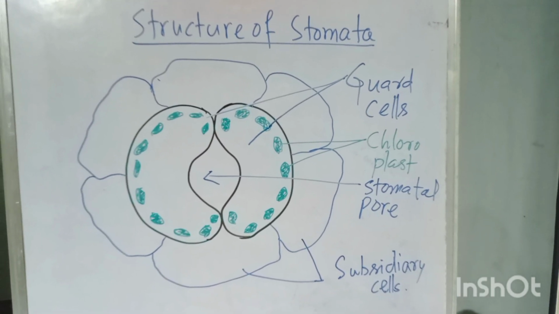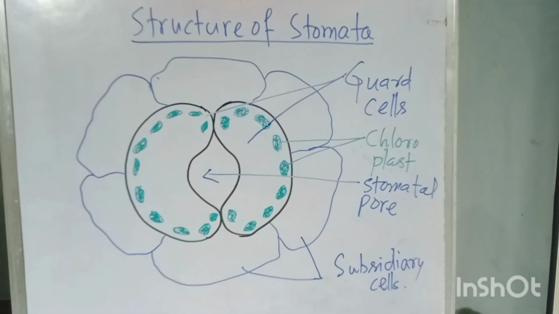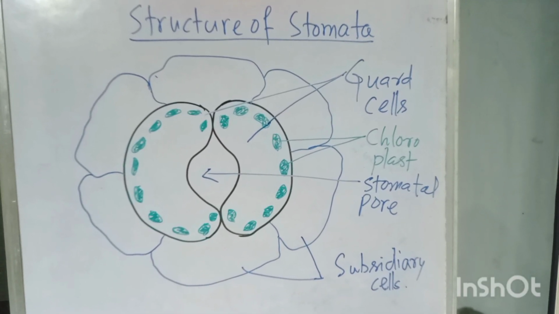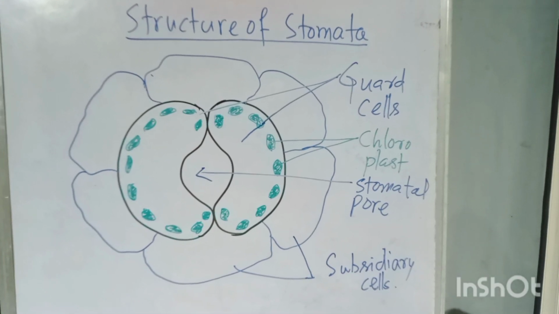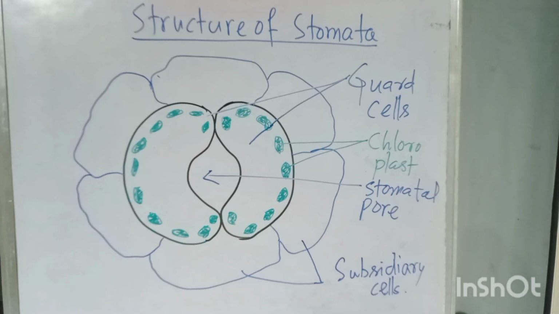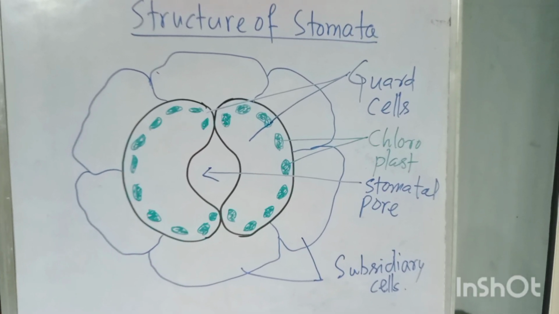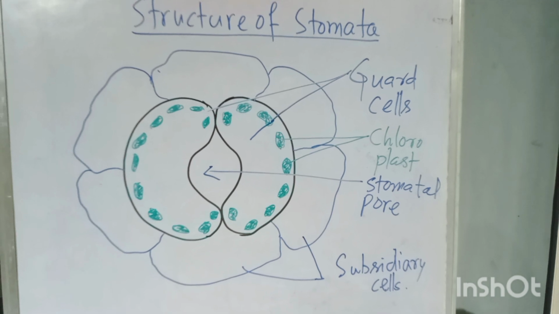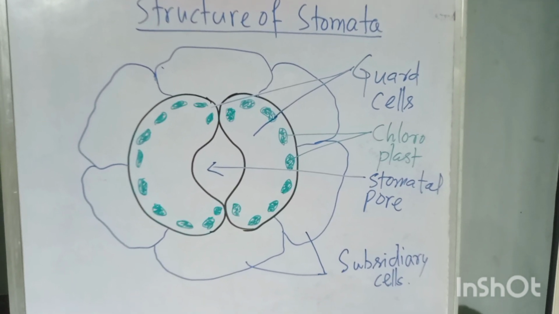You can easily see the two bean-shaped structures, cells present at the middle. These are called guard cells. Green color structures present in the guard cells are chloroplasts. And at the middle you can see the stomatal pore.